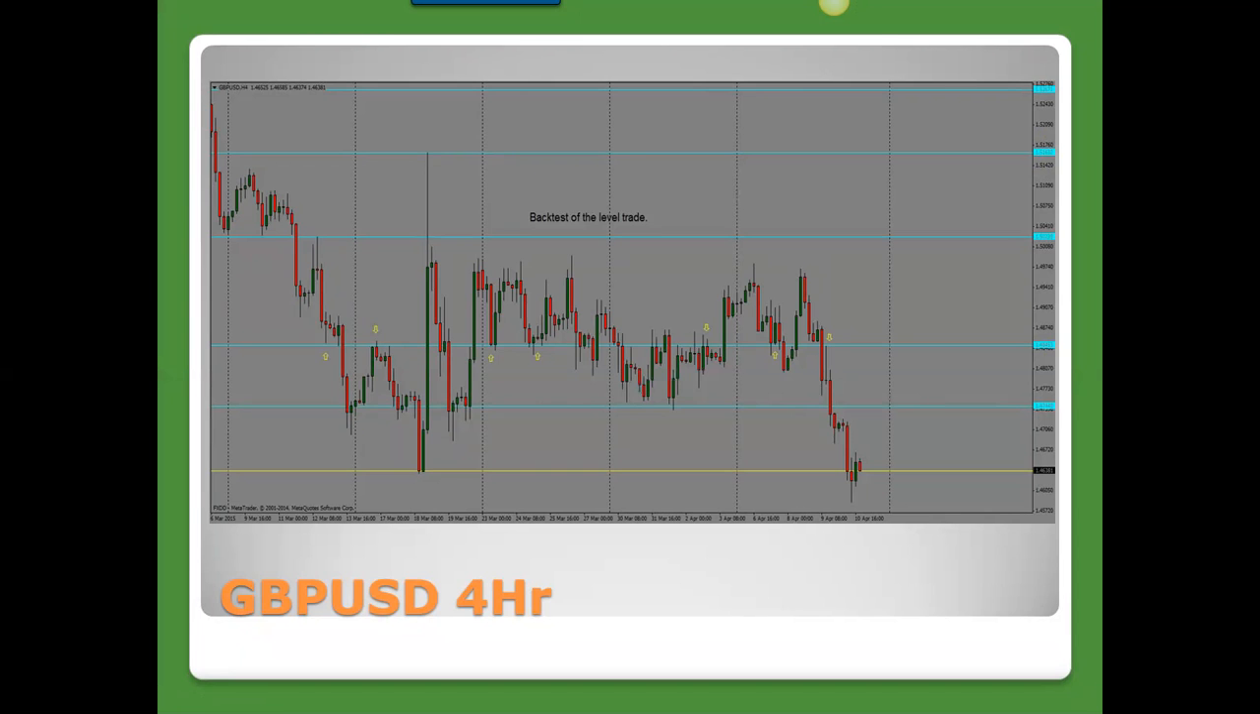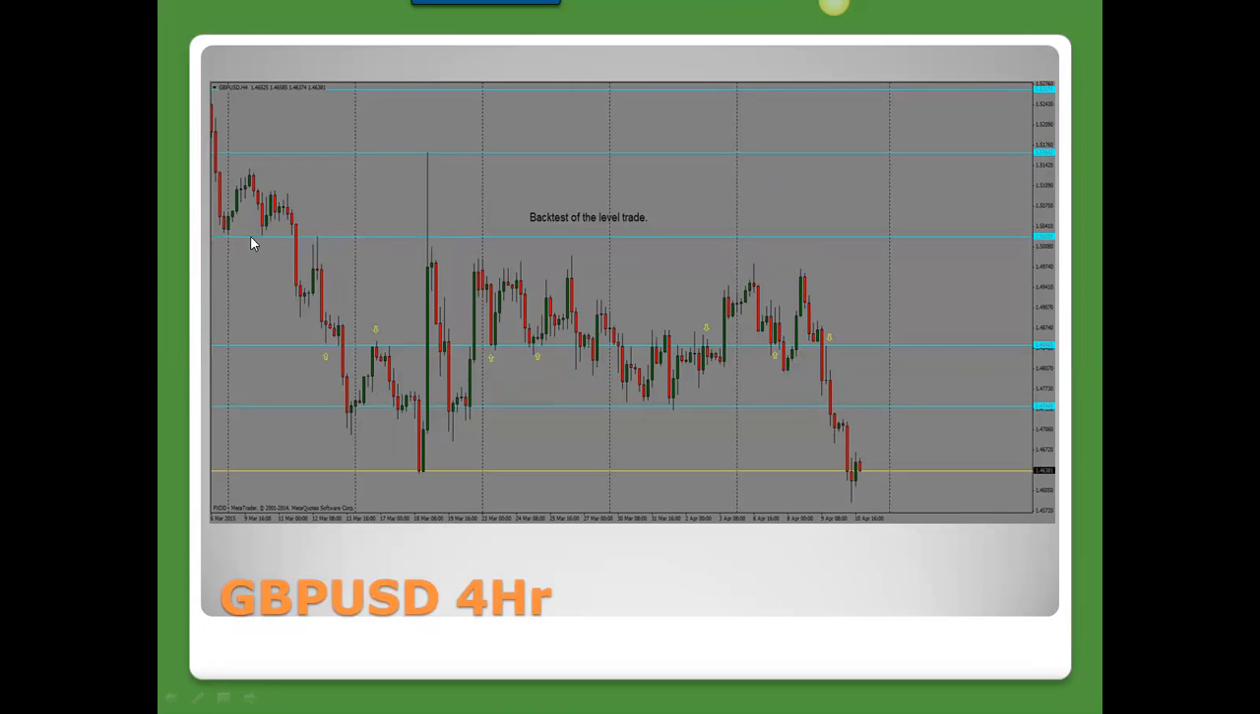Okay, so let's look at, and I am not seeing any chats, responses, or anyone coming on, so I will continue on here. Okay, so we have this pound US dollar 4-hour chart. And same type of thing here. See how many times these trades set up.